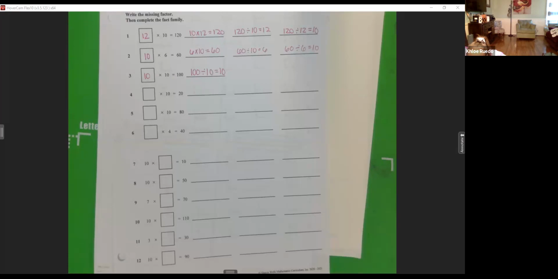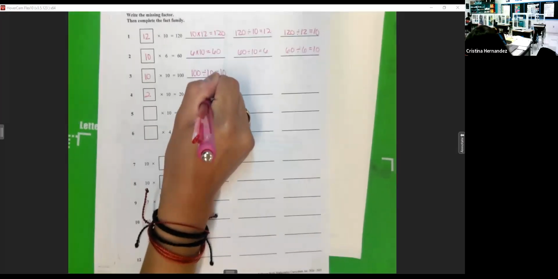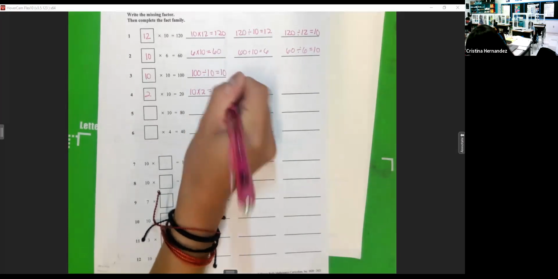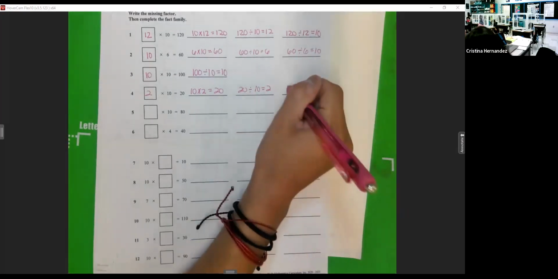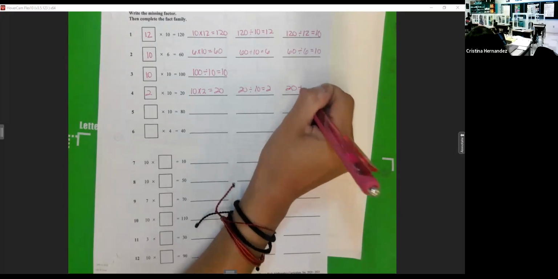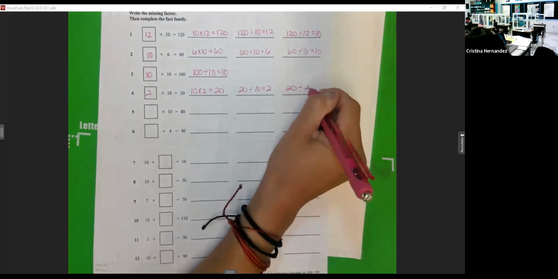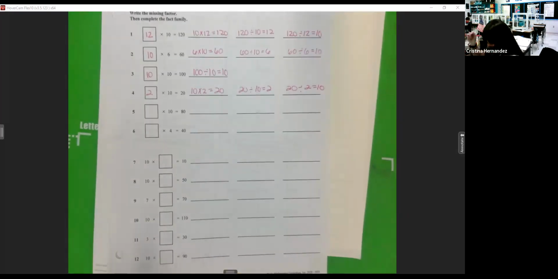10 times 2 equals 20. So 10 times 2 equals 20. 20 divided by 10 equals 2. Good. 2 divided by 20 equals 10. No. 20 divided by 2 equals 10. Make sure you fix that. Unless you had it right.